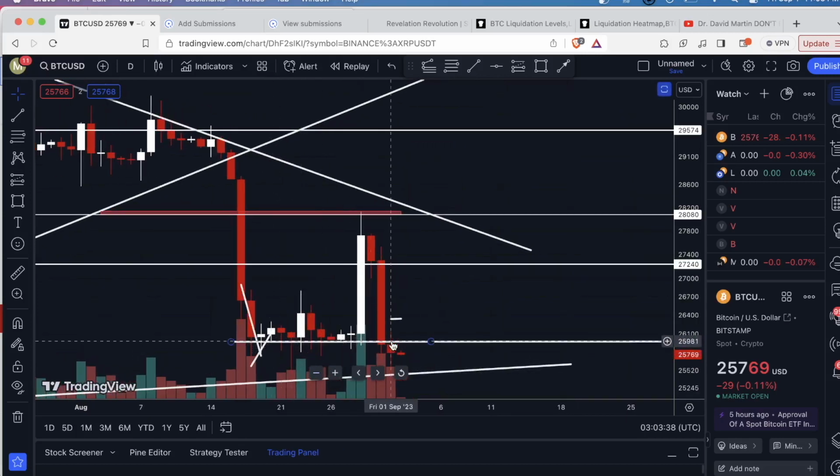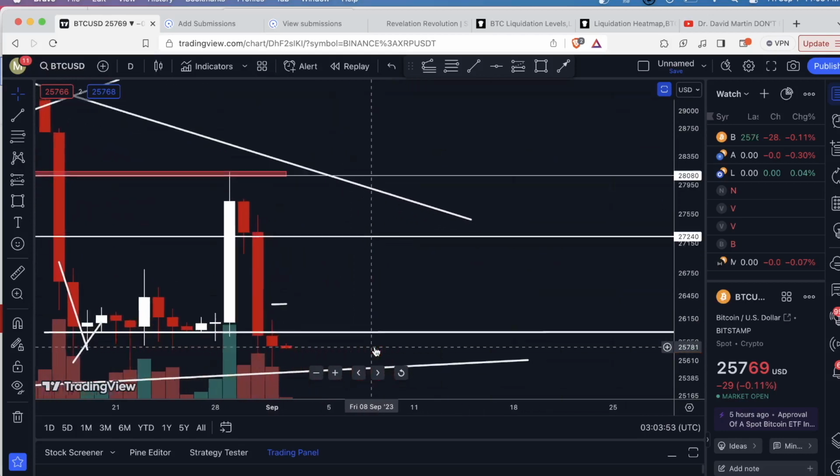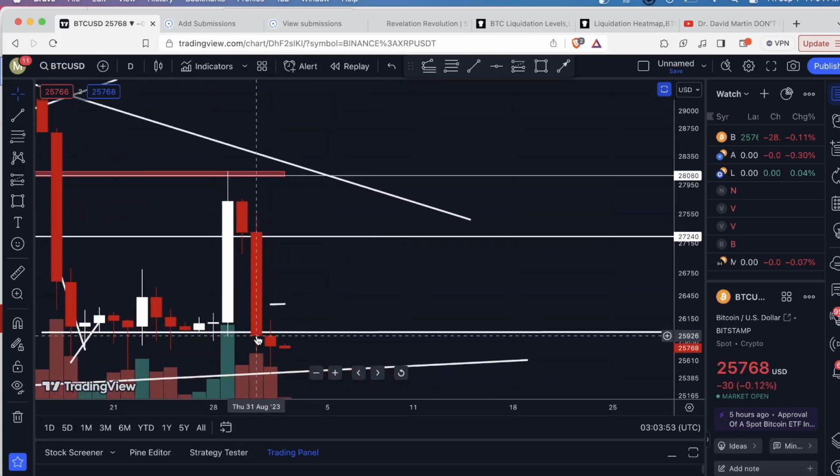Well, yesterday we lost this level. Actually, 2 days ago we lost this level. This was the first candle body closed below. Then the following day, price pushed up, sellers came in, pushed it back down, candle body closed below.